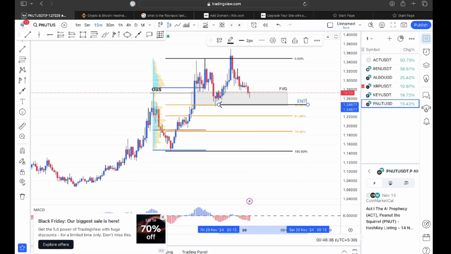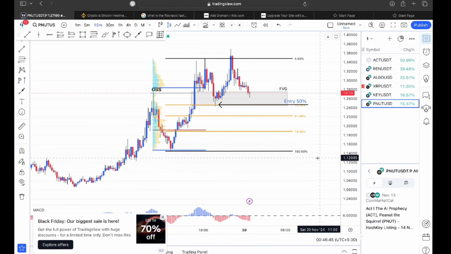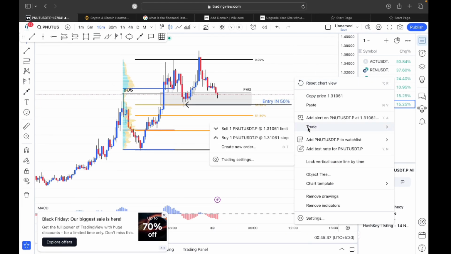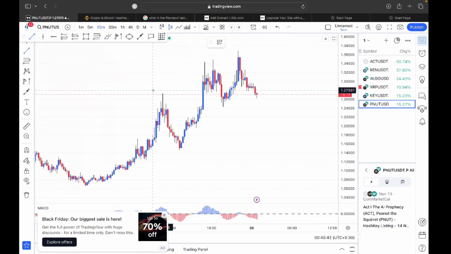My take profit was set at the previous swing high, which is a common strategy among traders. This level often acts as a strong resistance point, aligned with the 0% Fibonacci level. This alignment provided additional confirmation for my target, increasing the probability of a successful trade.